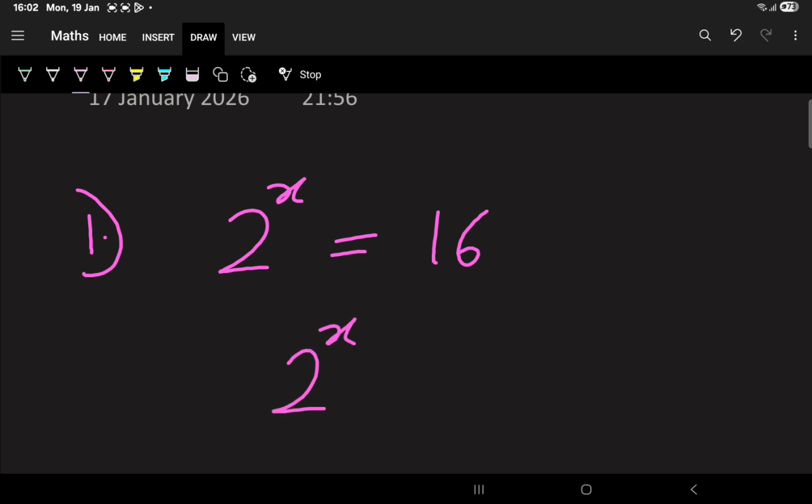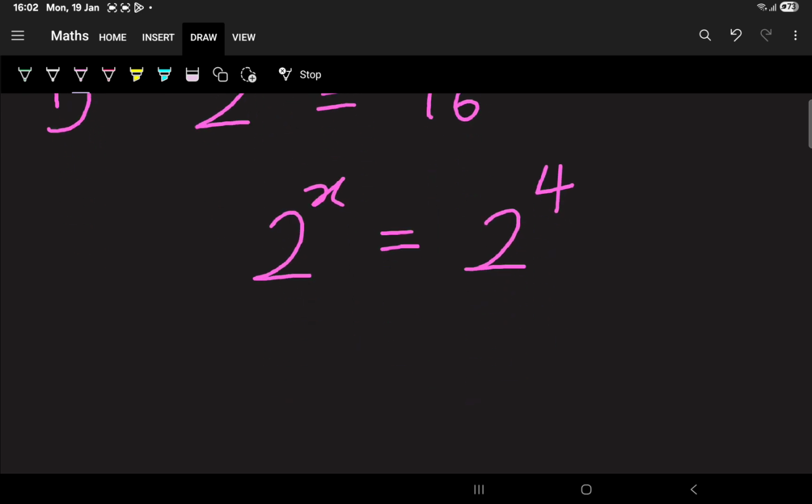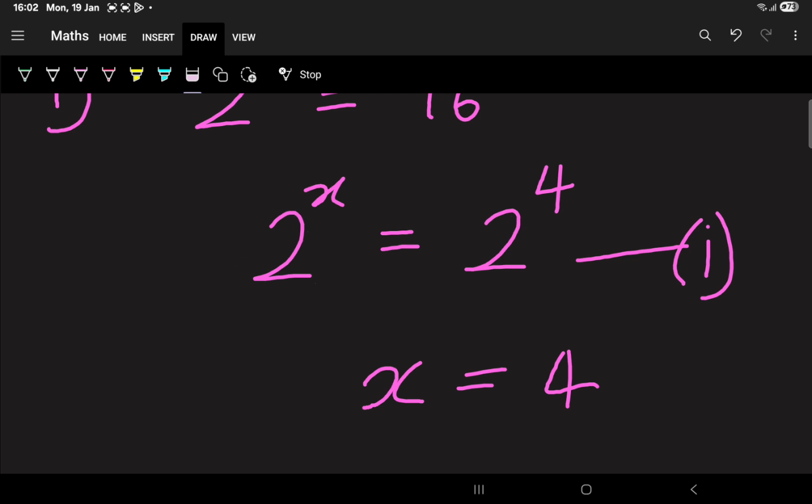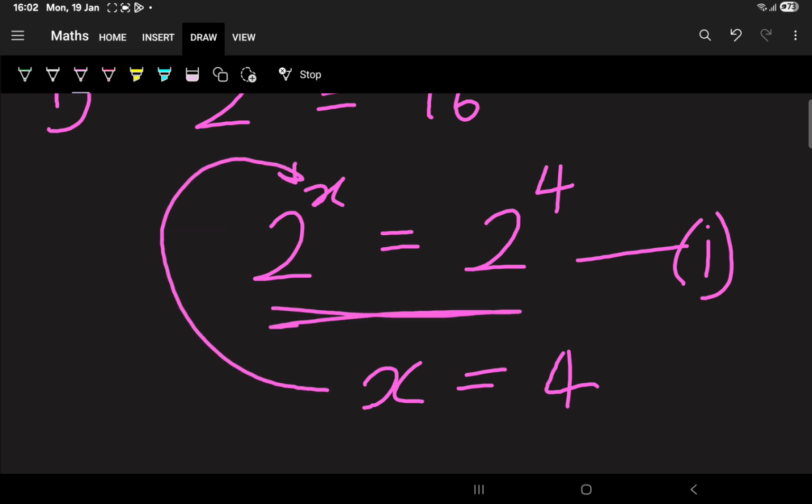So 2 to the power of x, writing 16 in a base of 2, this is going to be 2 raised to the power of 4. Now, because the bases are the same, we can equate the exponents. Now, x will therefore equal 4. Let's assume this to be equation 1. If we insert x equals 4 right here, we'll see that the equation is homogeneous, hence we've solved it.